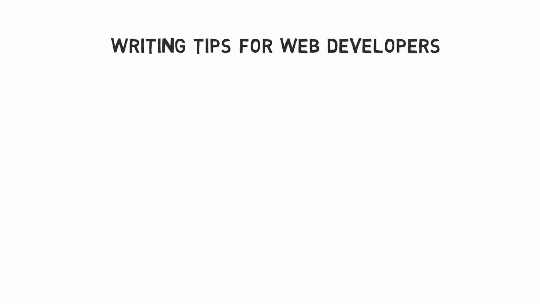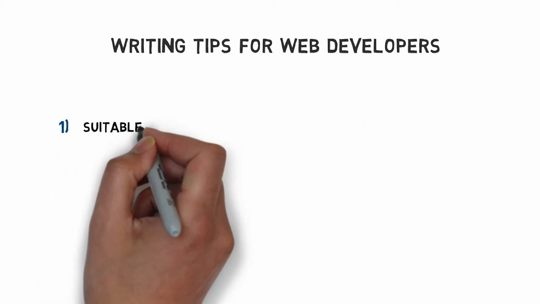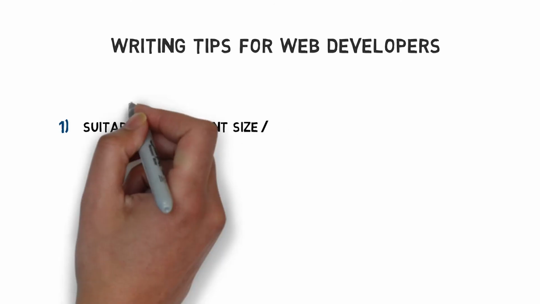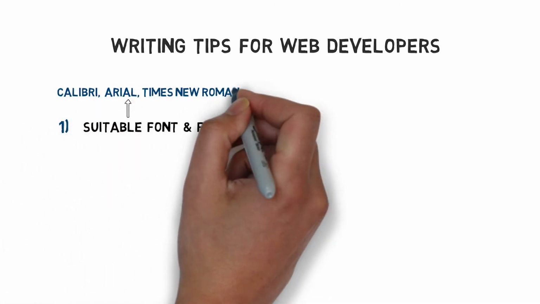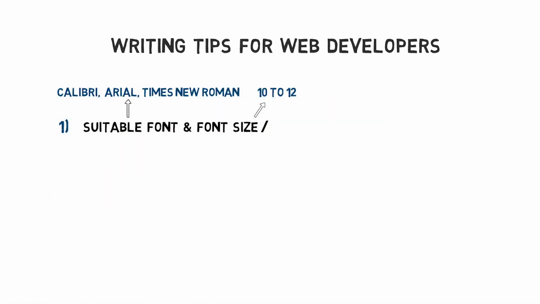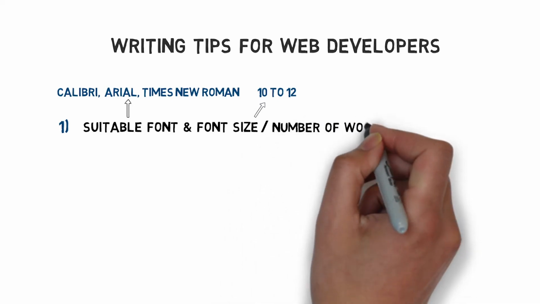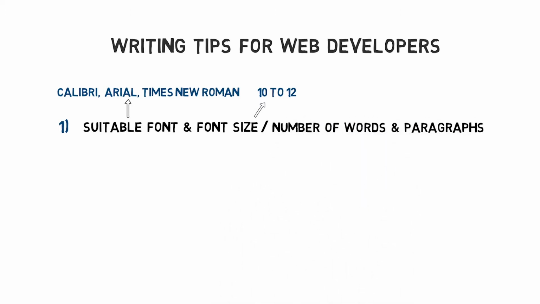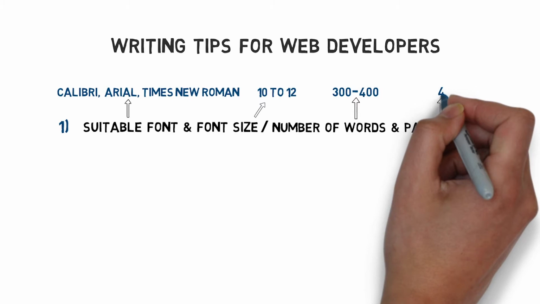Now before I get started, let me first emphasize the most important writing tips for web developers. First off, use a generally accepted font and font size. Calibri, Arial or Times New Roman with a 10 to 12 point font size for easy reading will do. In addition, don't exceed the one-page document. Keep a word count of around 300 to 400 words and divide your application letter into 4 paragraphs.